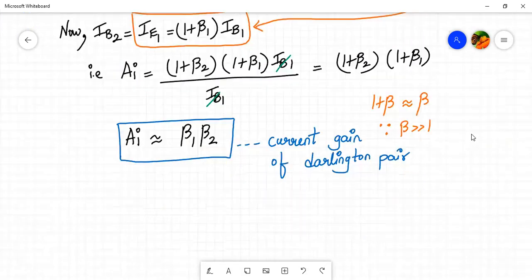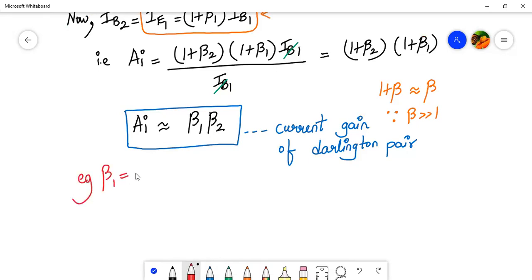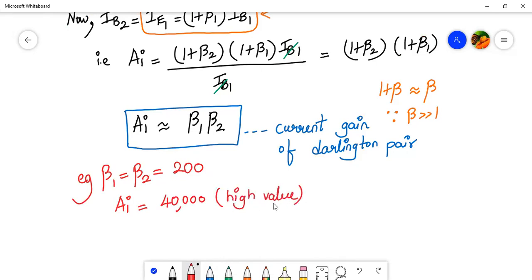Now in normal multi-transistor circuits like cascade and cascode, the current gain is not so high. But in this case, let's take an example that beta 1 is equal to beta 2 is equal to 200. Then what will be my AI value? So AI value will be approximately equal to 40,000, which is a very, very high value. Okay, so it is providing a high gain.